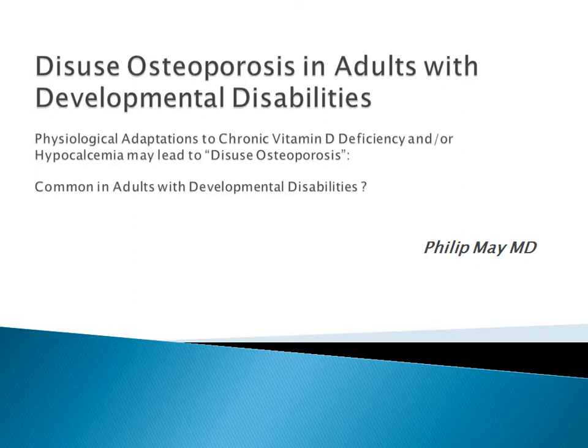I'm going to be speaking to you today on the issue of disuse osteoporosis in adults with developmental disabilities. And I will be discussing the physiological adaptations to chronic vitamin D deficiency and/or hypocalcemia, which may lead to disuse osteoporosis. And this is probably a common condition in adults with developmental disabilities who tend to not get a lot of weight-bearing physical activity for various reasons.